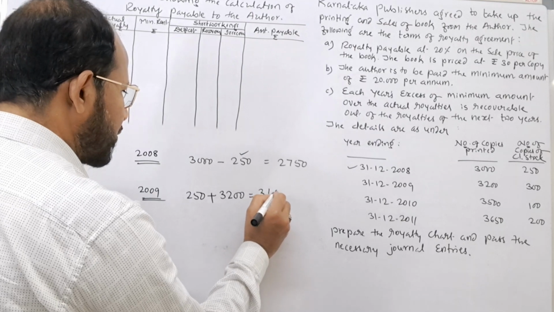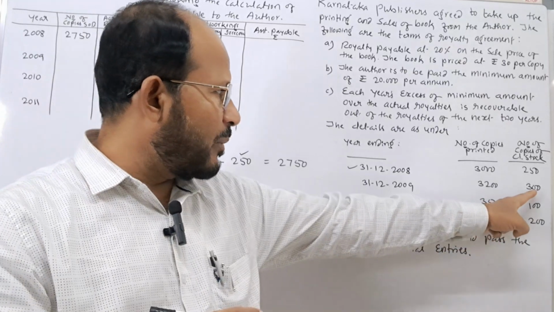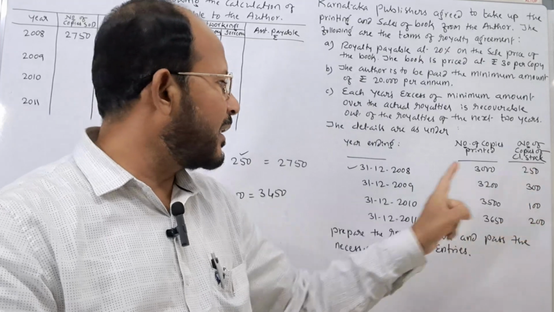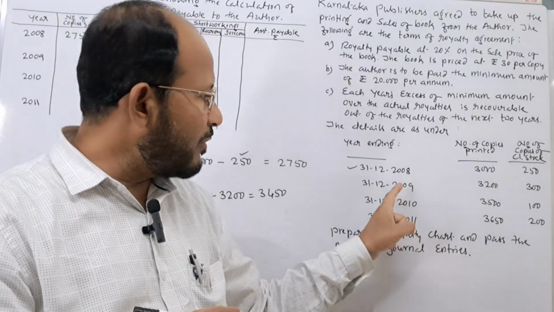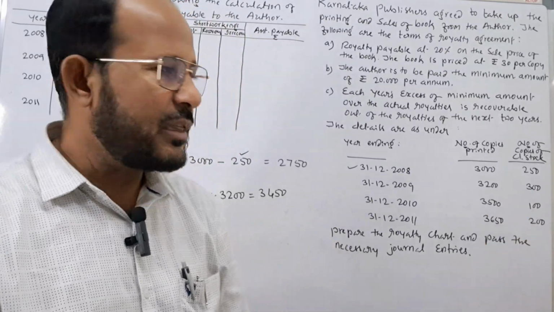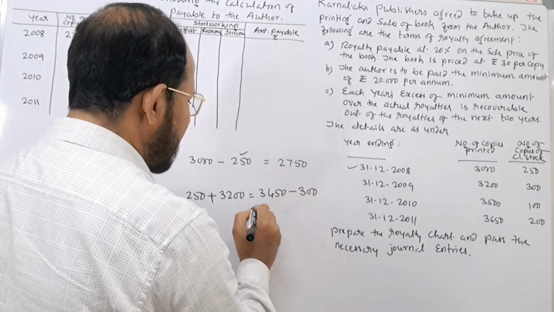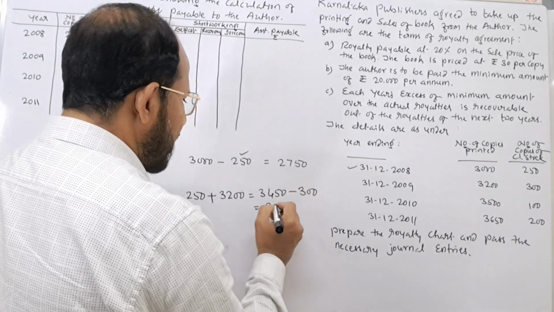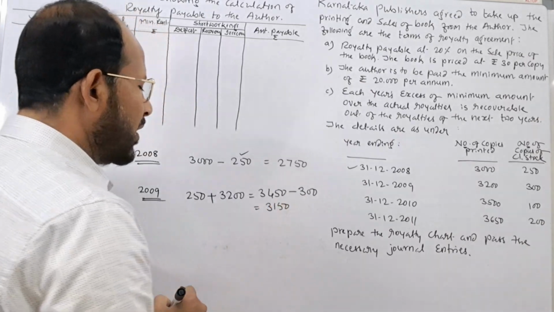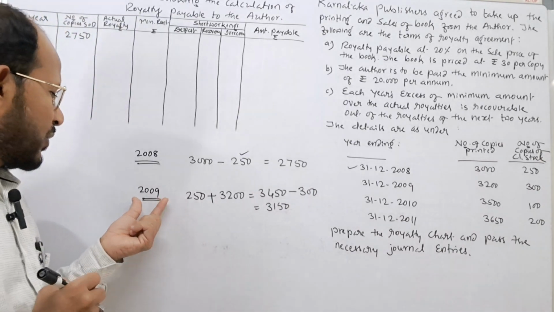Now total books with the publisher in the year 2009 were how much? 3450. Out of 3,450 books, 300 copies are still with the publisher as closing stock at the end of the year 2009. At the end of this year, 300 books remain unsold with the publisher. So we have to minus this. After deducting this, whatever amount we get is nothing but the number of copies sold in the year 2009.